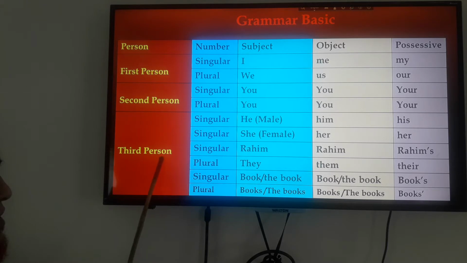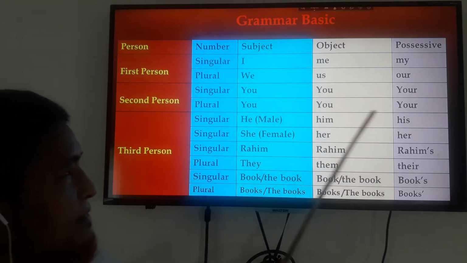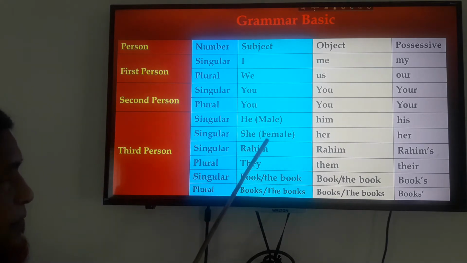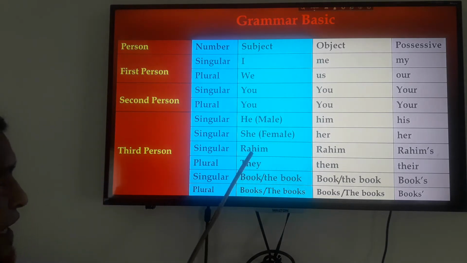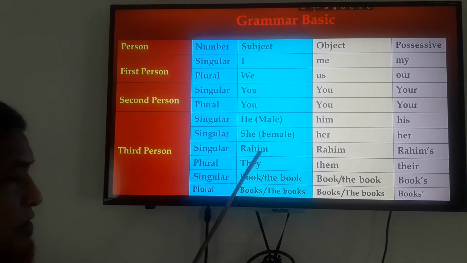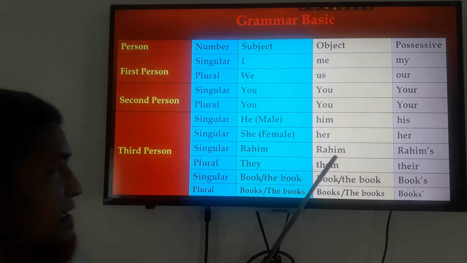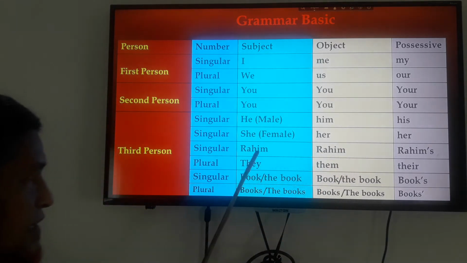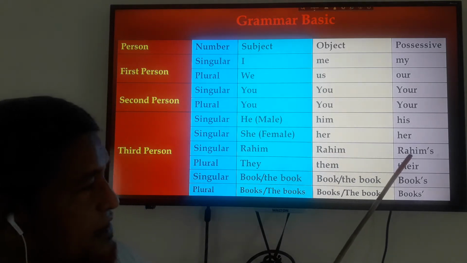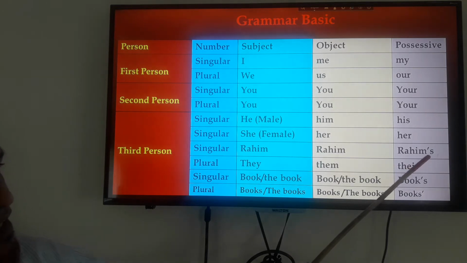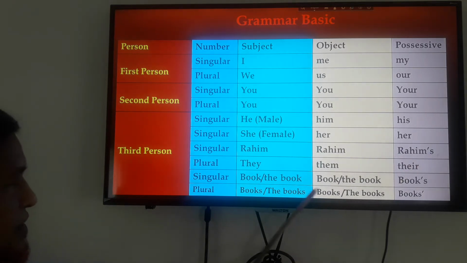So in third person, we see here singular number and plural number also. Third person singular number: he for male, him, his; she for female, her. For a noun, for example, Rohim, Korim, etc., the subjective and objective forms are the same, Rohim. But in possessive form there will be an apostrophe and s added, Rohim's.